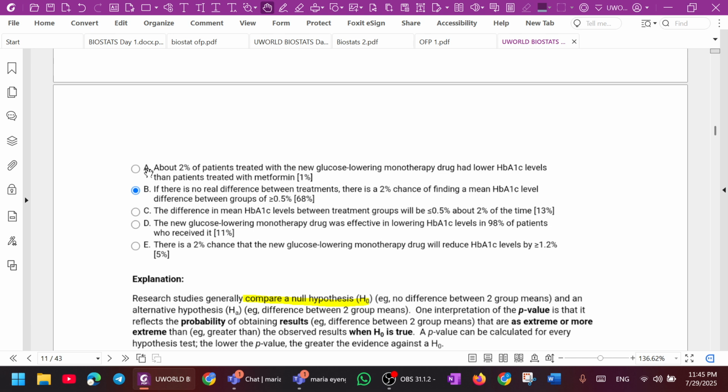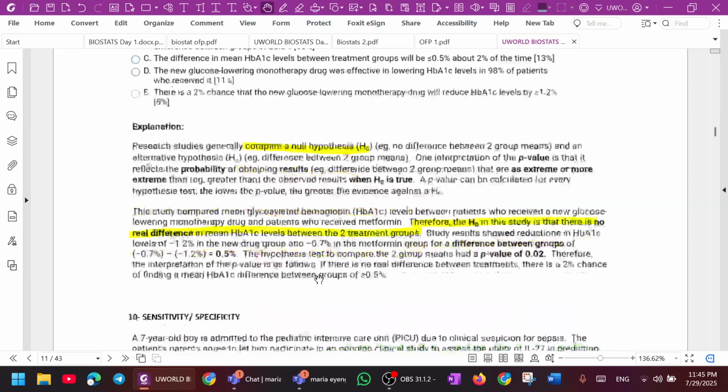That's not statistically significant. That's higher, so that's not statistically significant. You just have to remember the sentence that starts like that: if there is no difference, then there is a chance of finding a difference. It's always going to come like that. I remember seeing something like that in your Word. Okay, you can read the explanation.